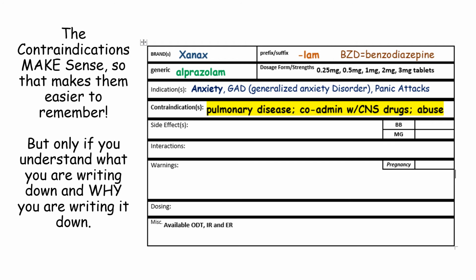If you see a multiple choice question regarding a contraindication for alprazolam and one of the options is like pulmonary distress or pulmonary disease, you'll remember it from this simple summary. So you want to understand what you're writing down and why you're writing it down.